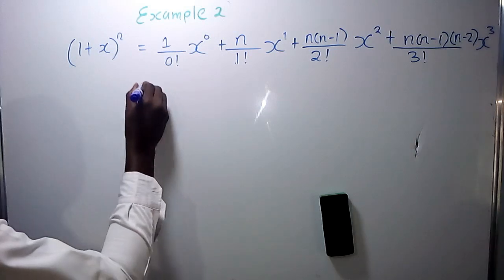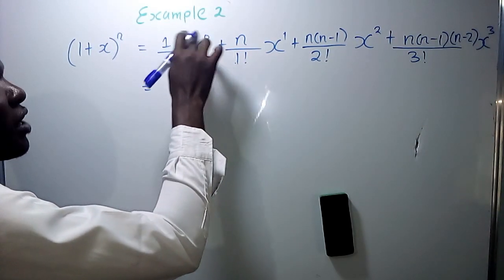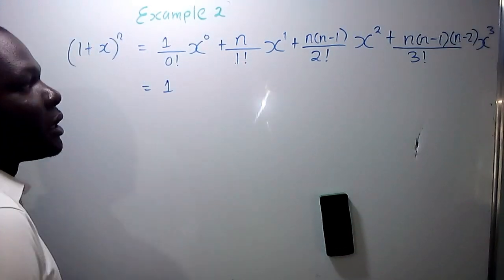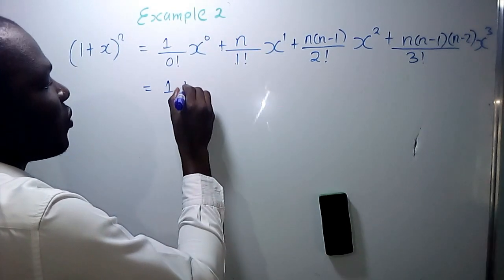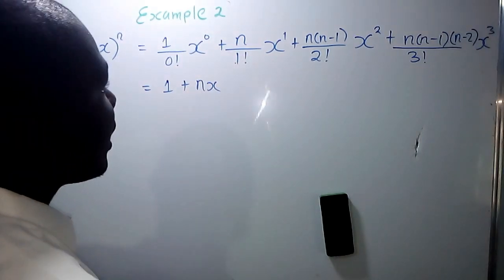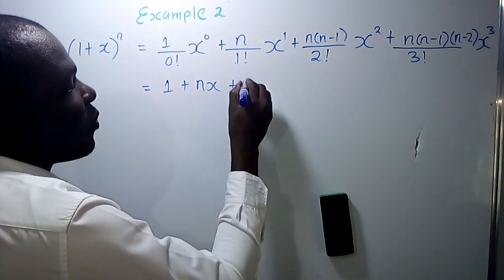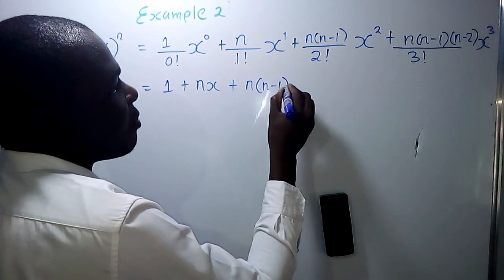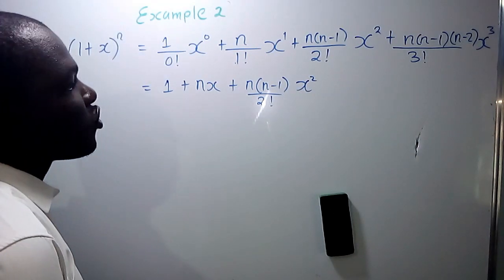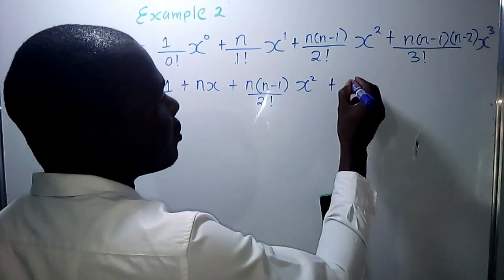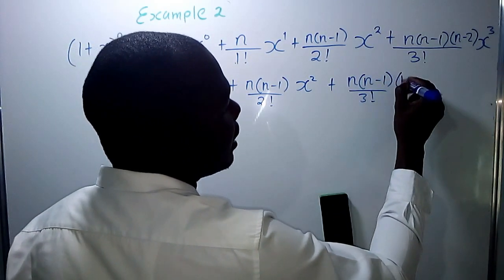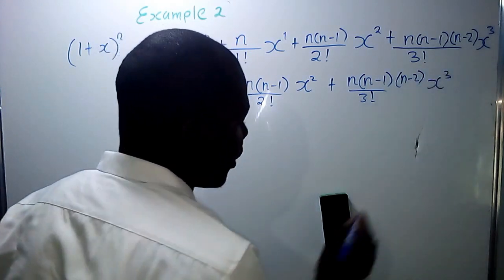So if you simplify this, 0 factorial is 1, and anything raised to power 0 is 1. So 1 divided by 1 times 1 is 1. 1 factorial is 1, so you remain with n times x. So 1 plus nx. It means in this binomial expansion, the first term is 1, the second term is nx. Then the third term is n into n minus 1 over 2 factorial, x squared, then plus n into n minus 1 into n minus 2 over 3 factorial, x cubed.